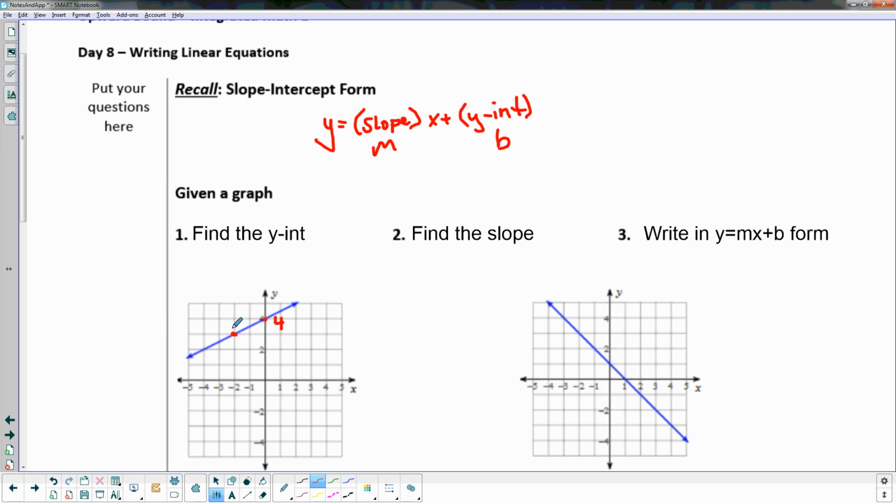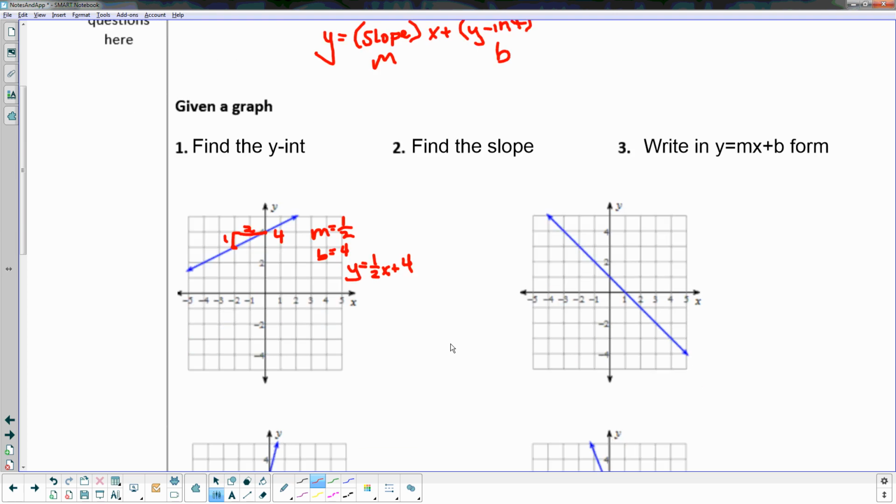In trying to find my slope, I know that I always want to go up or down first, and then go to the right. So I'm starting at the leftmost point that I have marked, and I see that I go up 1, right 2. So my slope is up 1 over 2. And my y-intercept, or my b, is 4. So I get y equals 1/2 x plus 4, as written in y equals mx plus b. There we go. Not too bad.